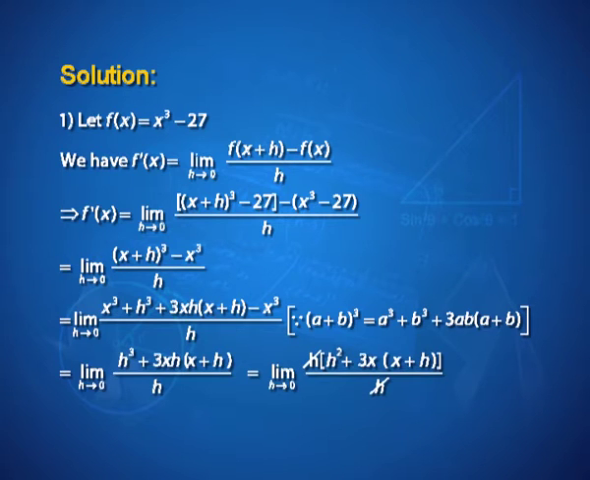That is equal to limit h cube plus 3xh into (x plus h) upon h as h tends to 0. That is equal to limit h into (h square plus 3x into (x plus h)) upon h as h tends to 0. Therefore, f dash x is equal to 0 plus 3x into (x plus 0), that is equal to 3x square. Now, problem number 2, find the derivative of the function f of x using first principle.